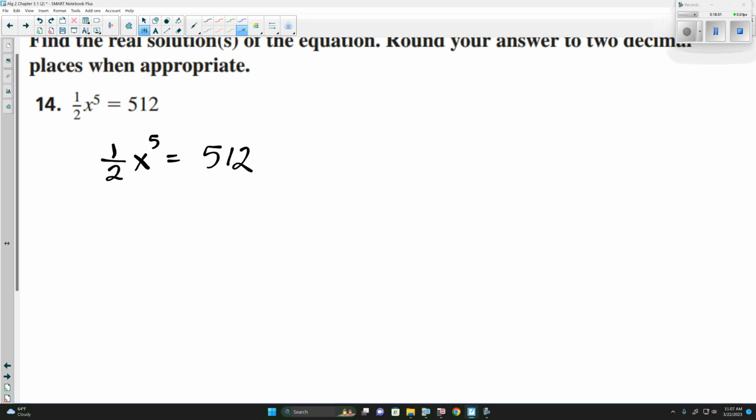What do we need to do to get rid of the 1/2? We can divide both sides by 1/2, yes? Or what else could we do? Multiply by 2. Because what times 1/2 is 1? Because 2 times 1/2 is 1, yes? So we do 512 times 2. These will cancel.